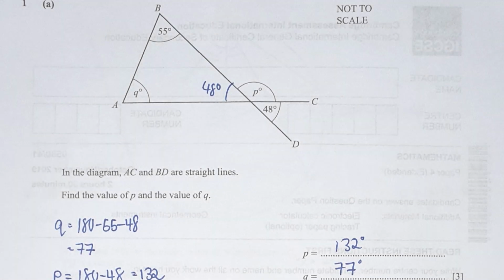For the first question, based on the corresponding angle concept, you should know that AC is a straight line and the angle at the triangle there is 48. So since it is a straight line, 180 minus 48 will get you P's result, which is 132. And for you to identify Q, simply run the interior angle triangle formula, which is 180 minus 55 minus 48. You will get your result as 77.